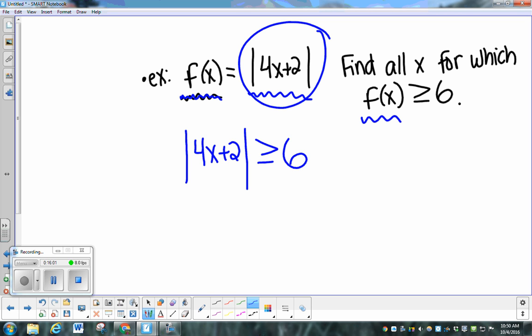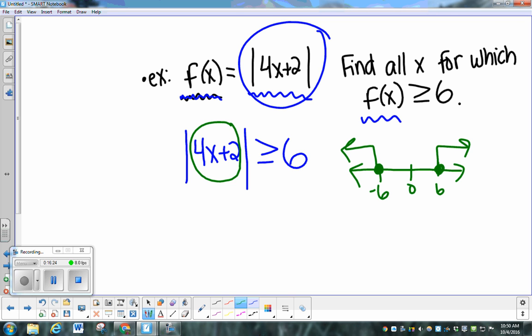It's saying that I want the distance from this stuff to 0 to be more than 6 units away or equal to 6 units away. So that stuff I just circled in green can be 6 units away from 0 in either direction, or it can be farther away from 0. That's where that stuff in green has to be. This is not a graph of the solution. This is just a graph of what that stuff I circled in green could be. Now we have to figure out what x has to be to make that work.